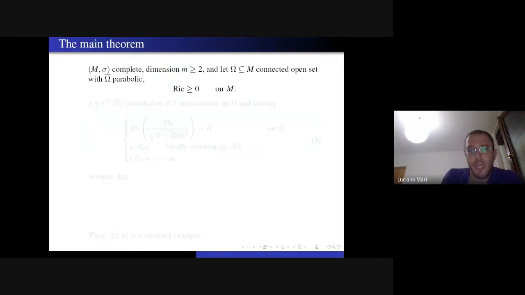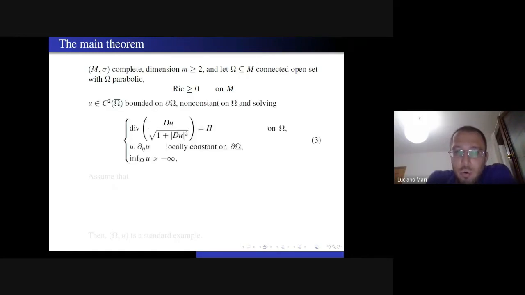Okay? And here is the theorem. Take a complete manifold, and we take a connected open set with parabolic closure. We assume that the Ricci curvature is non-negative on M. This can be weakened. It needs to be non-negative on omega and bounded on M by something decaying quadratically. We take a solution which is C2 up to the boundary, non-constant on the boundary.